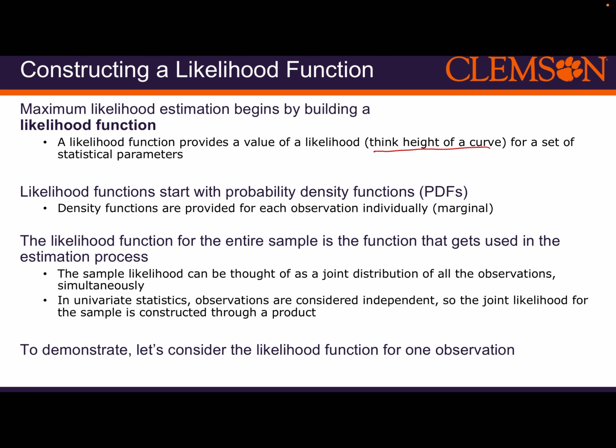Now, the likelihood functions are going to start with the same probability density function that you saw in the normal distribution already. But these density functions are provided for each observation individually. They are marginal functions. Our job then is to take these marginal functions and build them into a joint function, a joint likelihood, a joint distribution. Joint distributions are technically multivariate, believe it or not. That's cool too.